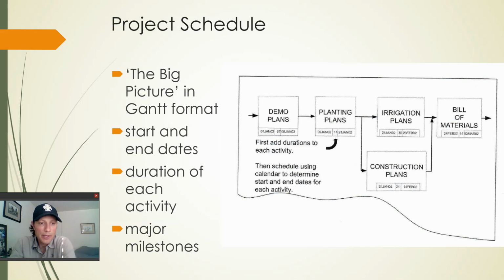But even though the Gantt chart itself can look different depending on which spreadsheet or software you're using, fundamentally what you have are the activities, the start and end dates, and the duration of each activity. So let's have a look here. In this particular project, you have demo plans, meaning demolition. Something on site needs to be taken away before the project can commence. That flows right into planting plans, which flows into producing construction plans, simultaneously producing irrigation plans.